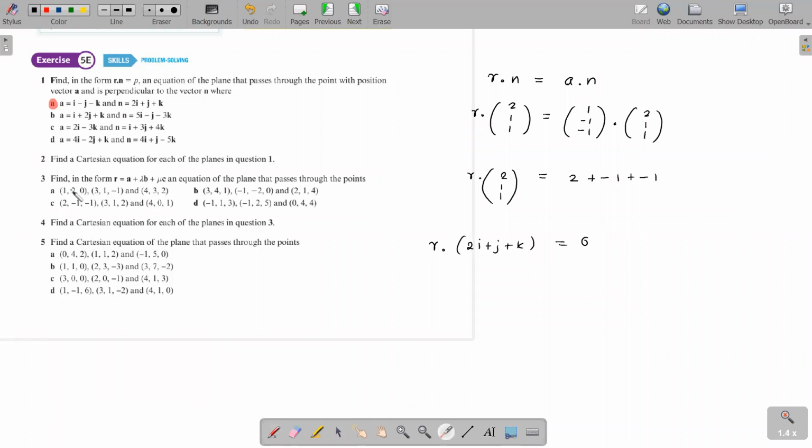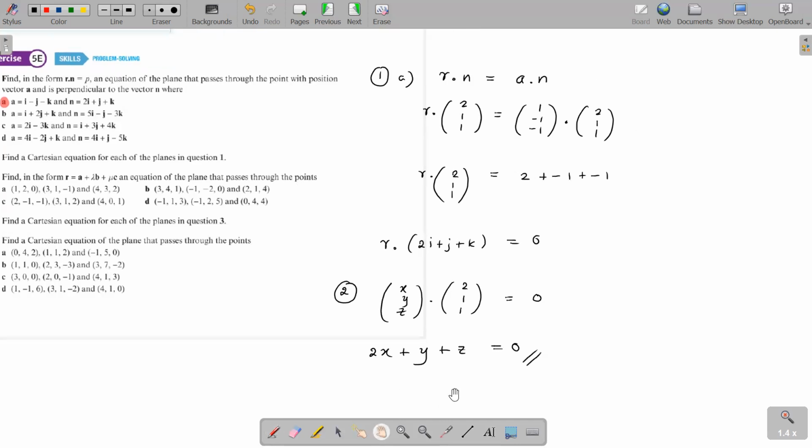And then the next question is: find a Cartesian equation of the planes in question 1. How do I make this Cartesian? Instead of r, you know r is a general point, so for r we could substitute (x, y, z) dot product with (2, 1, 1) equals 0. So I get 2x plus 1y plus 1z equals 0, and thereby I get the Cartesian equation of the plane. Is that clear?